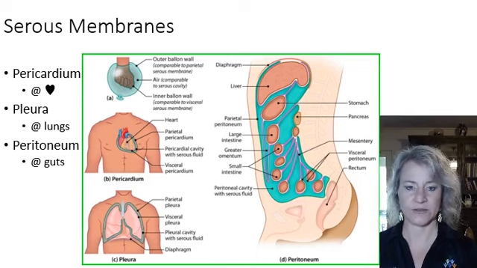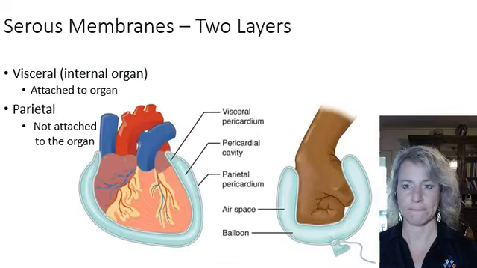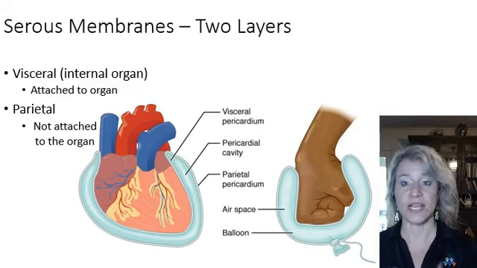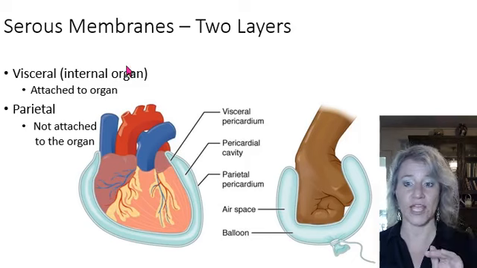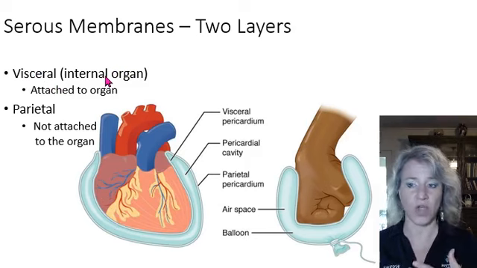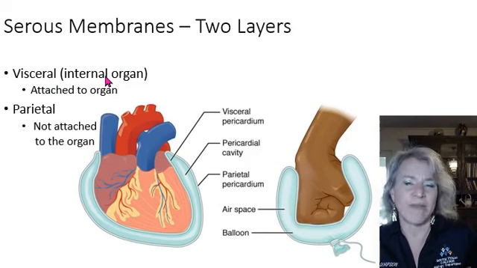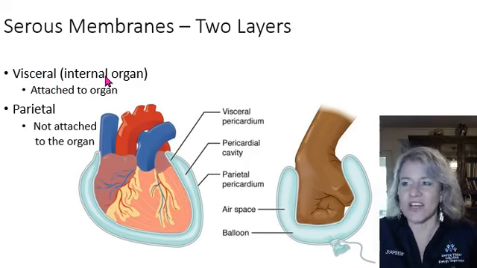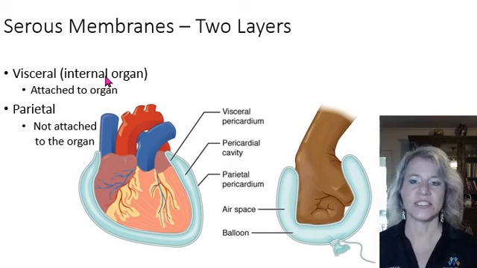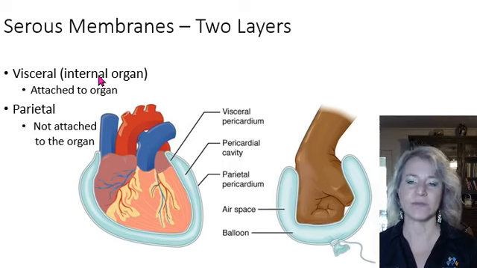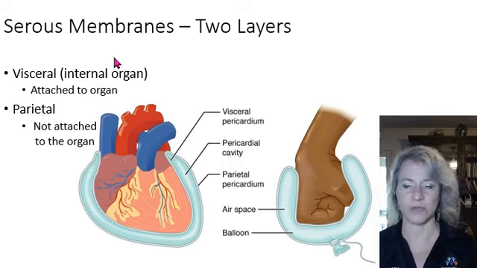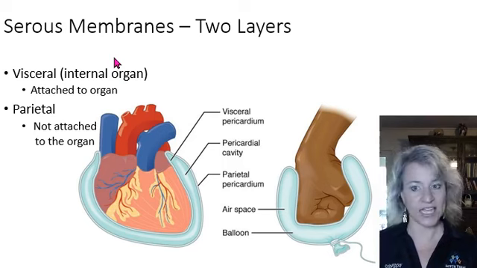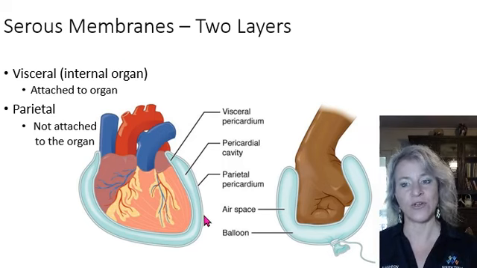And there are two layers. Each serous membrane has two layers. You have the visceral layer, which is attached to the organ. Visceral means internal organ. I mean your viscera, like deep in my viscera, I can feel it in my viscera. That's like deep down in all of your internal organs. And so the serous membrane that is attached to the organ is the visceral membrane. And then the membrane that is not attached to the organ is the parietal membrane.